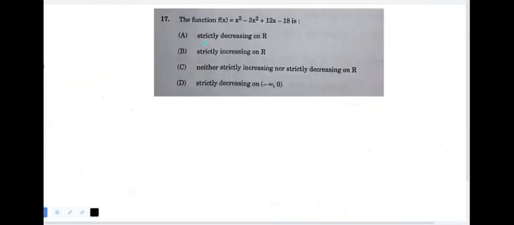Now, moving on to the next question. Find whether the function f of x equals x cube minus 3x square plus 12x minus 18 is strictly decreasing, strictly increasing, or neither increasing nor decreasing, or strictly decreasing on minus infinity to 0.